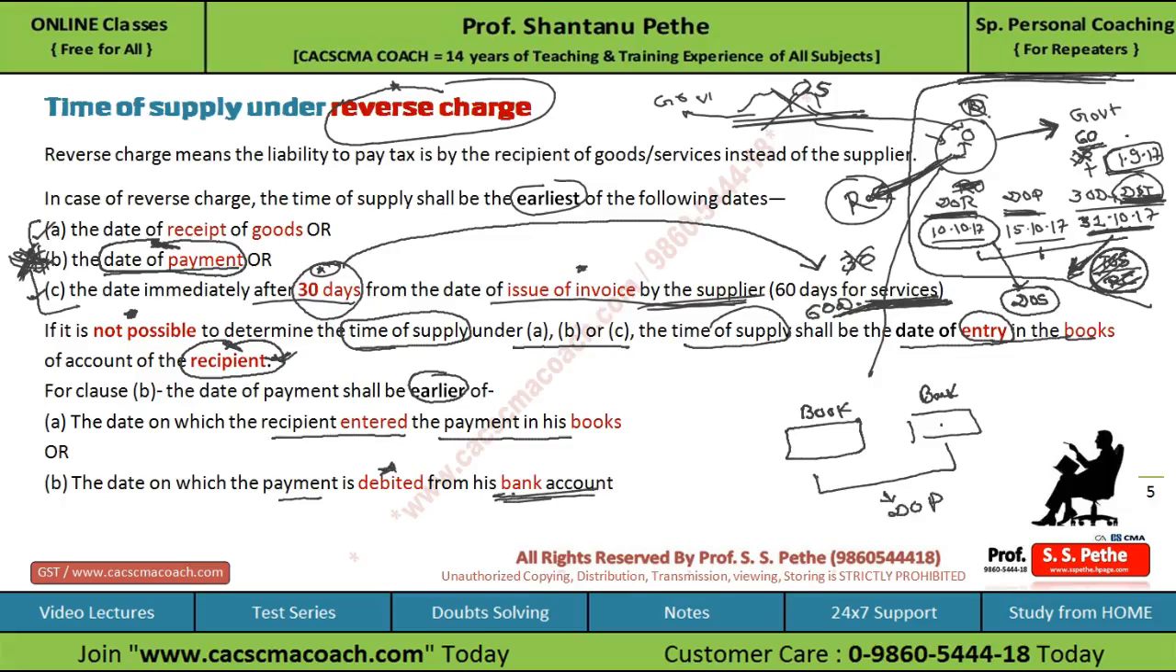So suppose in this case directly date of payment is not given. Instead, these two dates are given. The first date when the recipient of these goods or services has entered this amount in his books of account. Let's say he has entered on 15th of October 2017. And the second date is given, the date when the payment was debited in his bank account. Let's say 16th of October 2017, the payment was debited in his bank account. So you have to check the earlier of these two dates to arrive at the date of payment. So in this case, you can see 15th of October is the earliest date. So this will be treated as the date of payment.